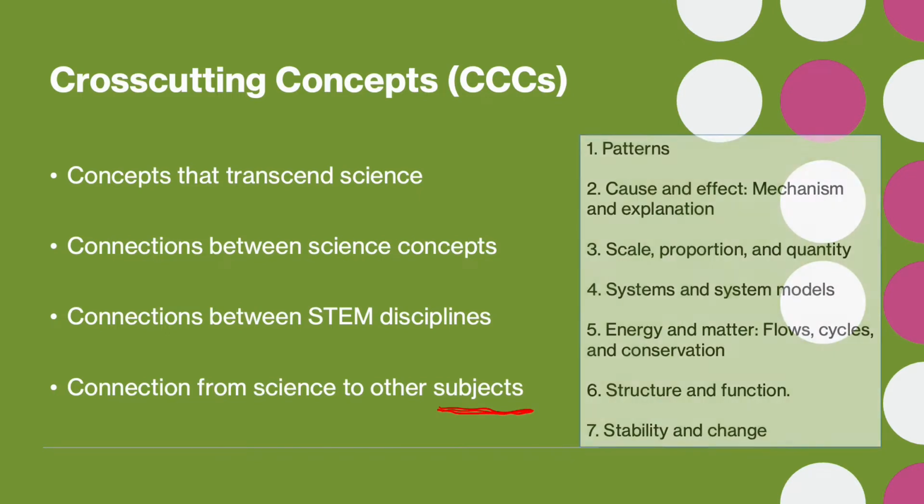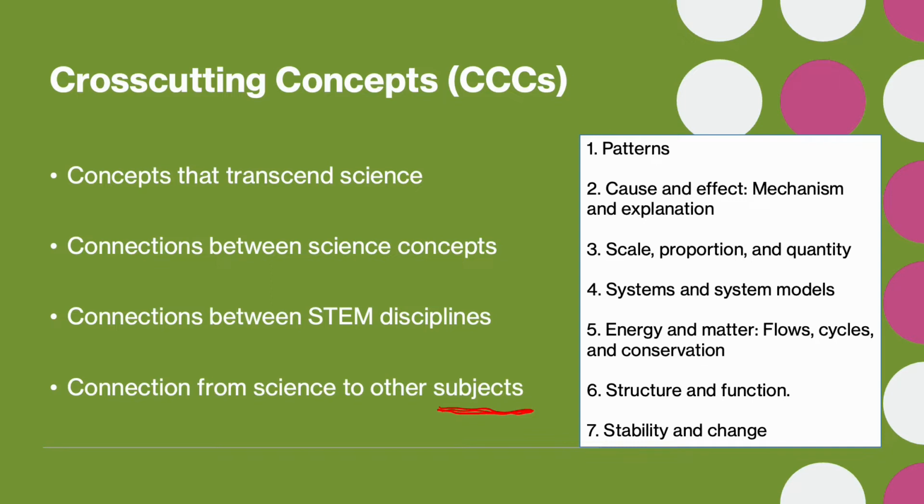So I have here listed also, and you may have these if you pulled up that link that I gave you initially, the idea of patterns, the idea of cause and effect, scale, proportion, quantity, systems and system models, energy and matter flows, cycles and conservation, structure and function, and stability and change. Those are our CCCs. Now, oftentimes you won't actually design your lesson around the cross-cutting concepts.